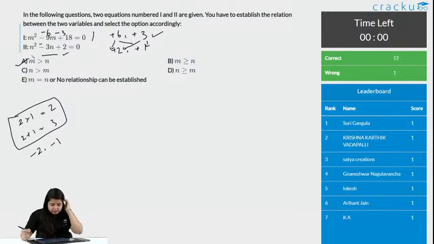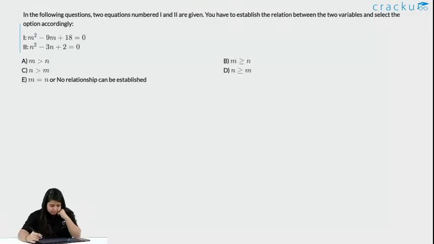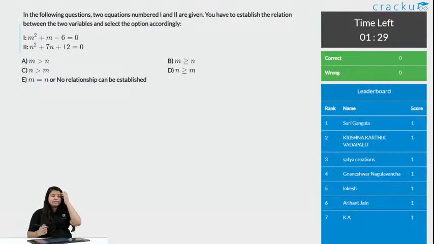So, 12 people got this correct. Yeah, exactly, this is very easy. Chalo, next question. Here is the next question. Even this one is very easy. Equation 1 you can just solve without calculating, in less than 10 seconds.